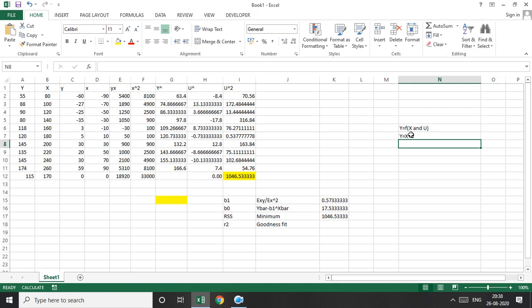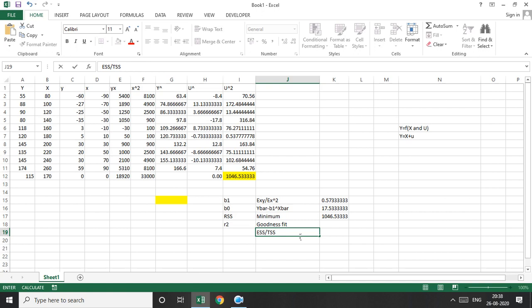So how can we find that? For that, there is an equation: ESS divided by TSS, or 1 minus RSS divided by TSS. Both are the same. This is R square. 1 minus RSS divided by TSS. RSS we have found.